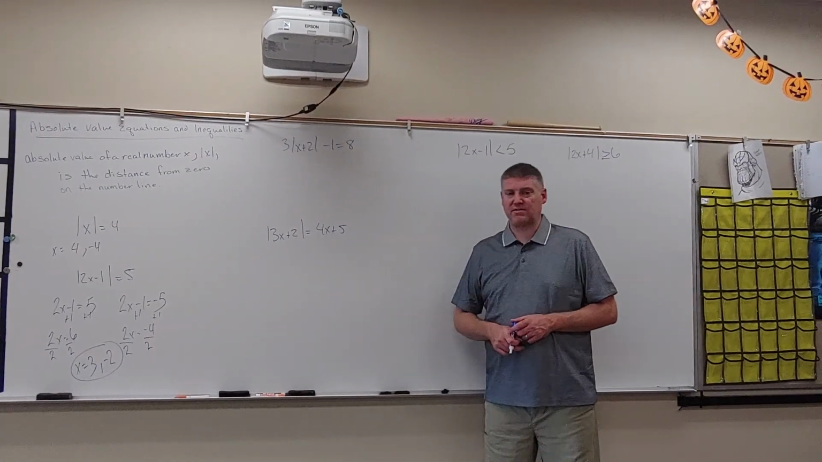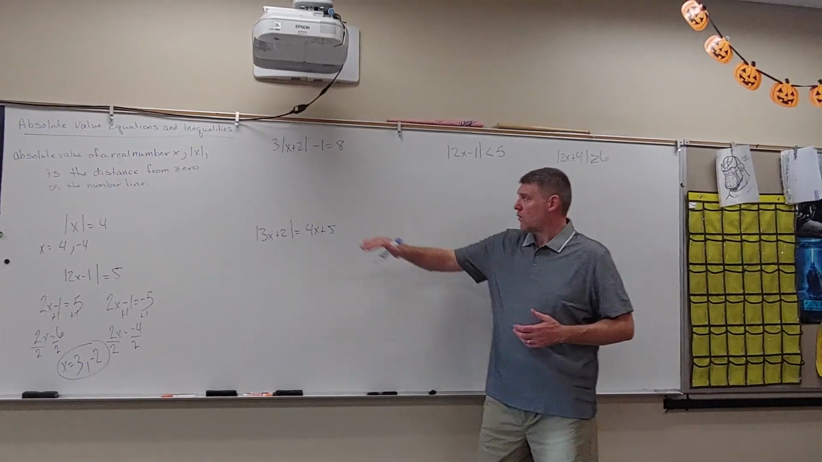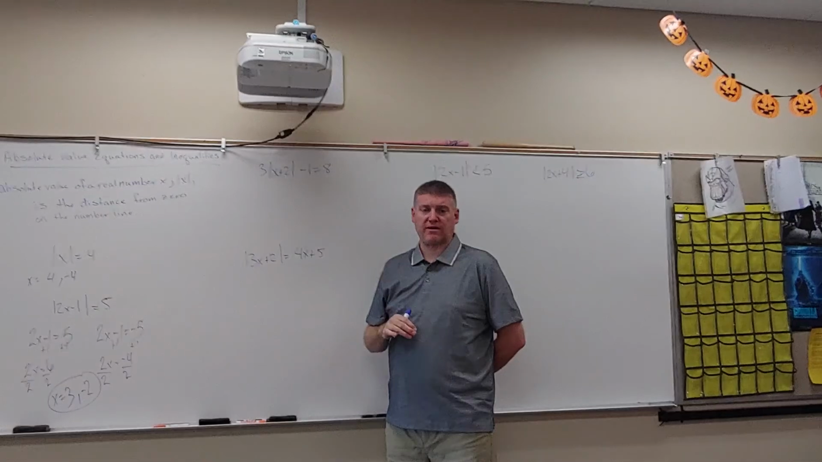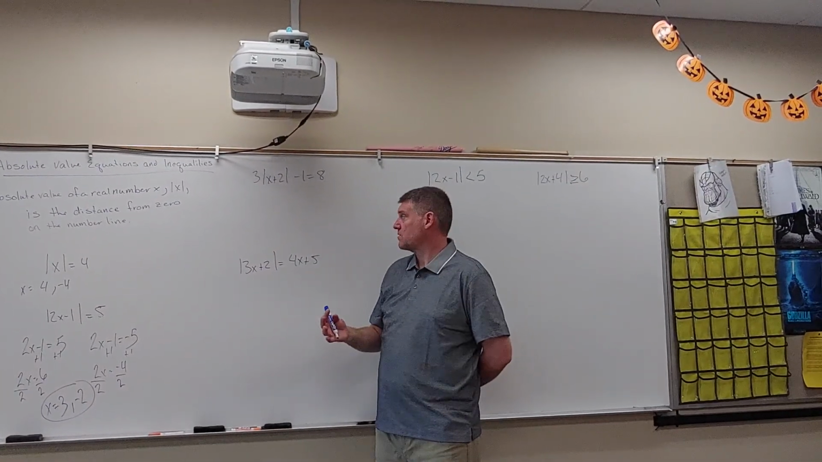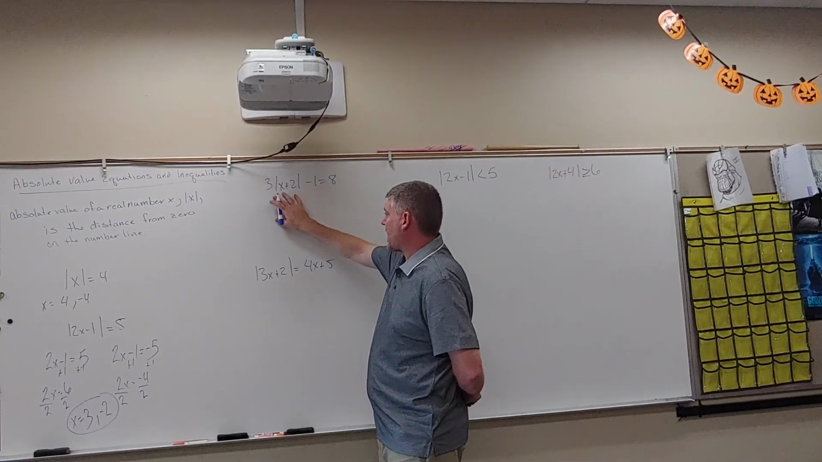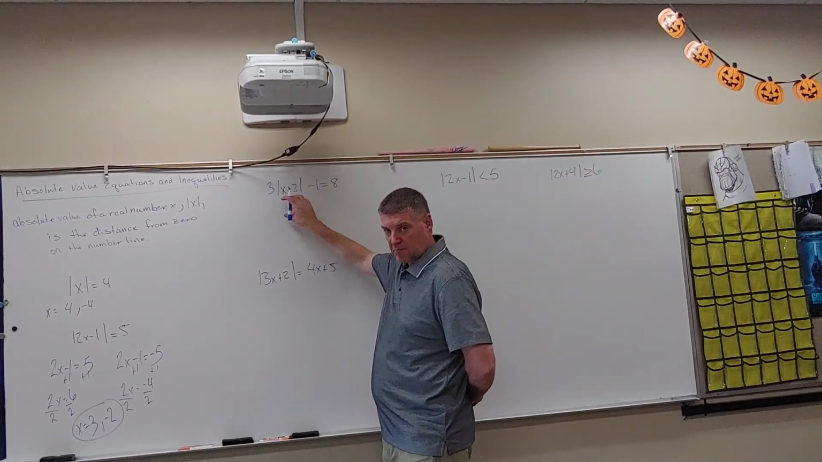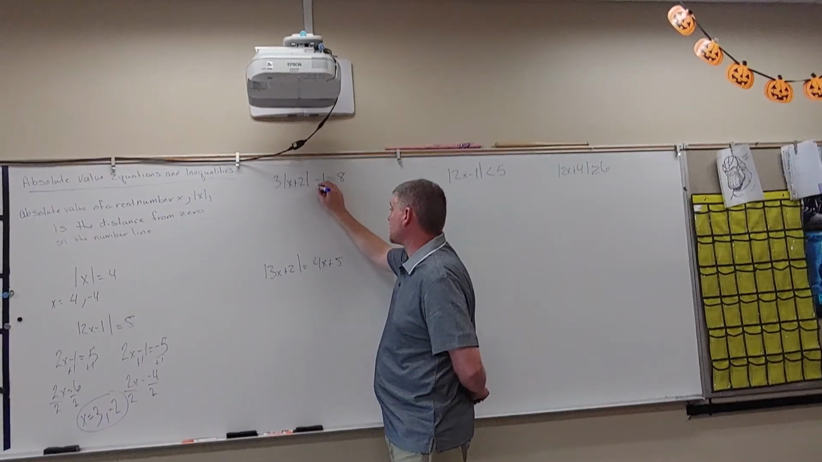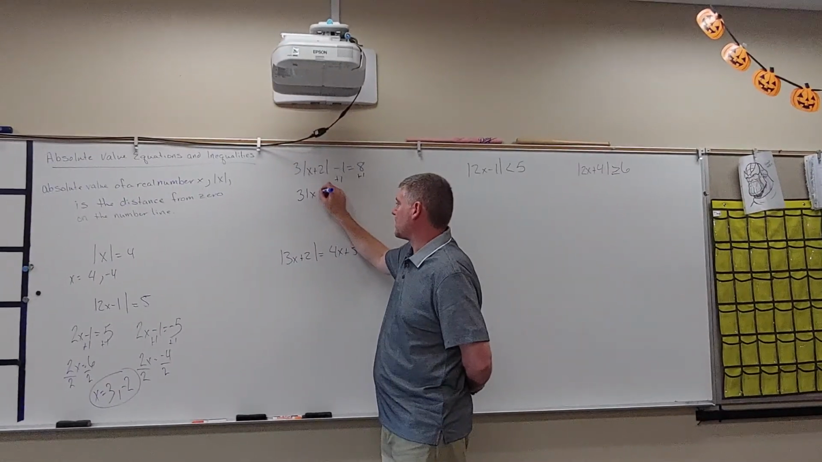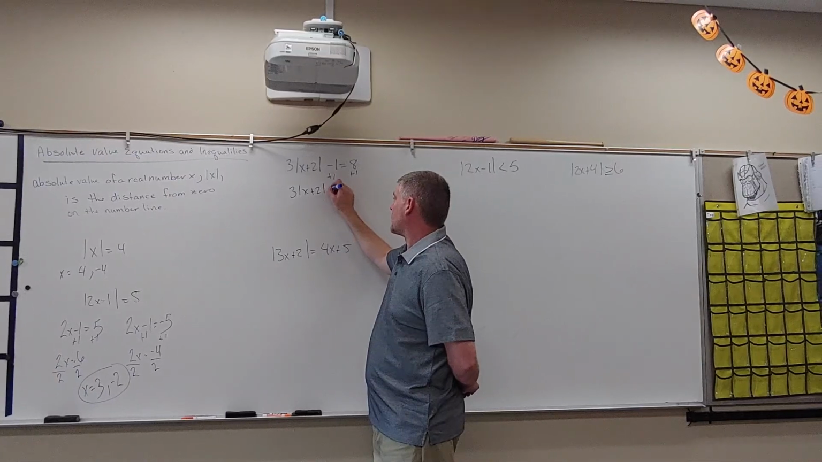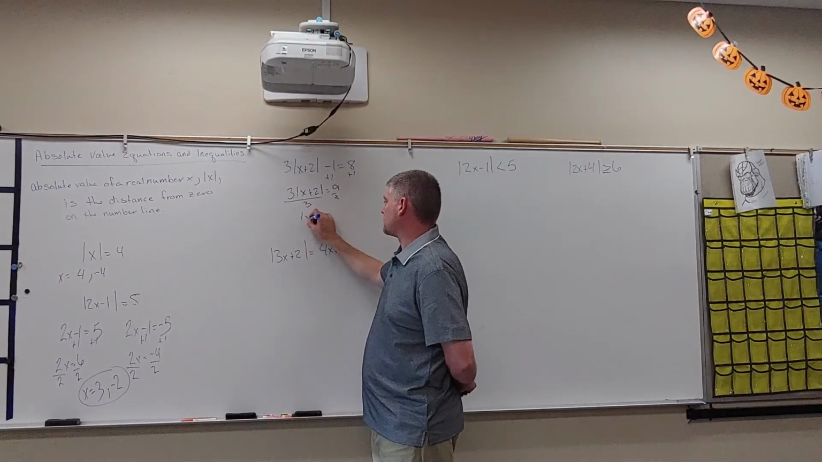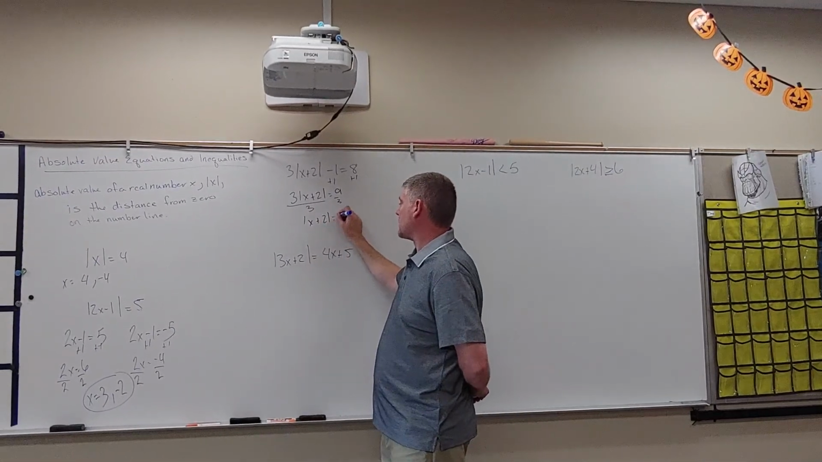Now, that's when I already have the absolute value isolated. What happens in an example like this when I don't have the absolute value isolated yet? Well, the first step is to isolate it. So I'm going to go ahead and get my absolute value of x plus 2 by itself. I'm going to get everything else to the other side, so I'm going to add 1. So 3 times the absolute value of x plus 2 equals 9. And I'm going to divide by 3. So the absolute value of x plus 2 equals 3.